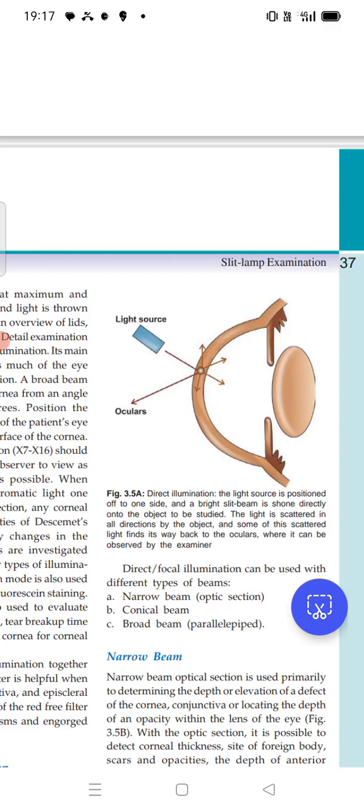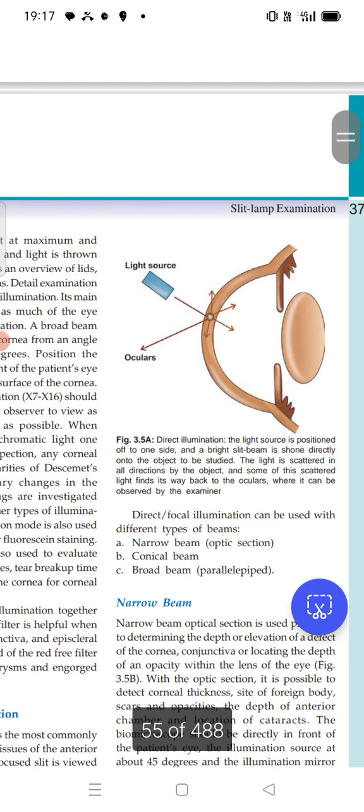The light is scattered in all directions by the object, and some of this scattered light finds its way back to the oculars where it can be observed by the examiner. So this is basically direct illumination.